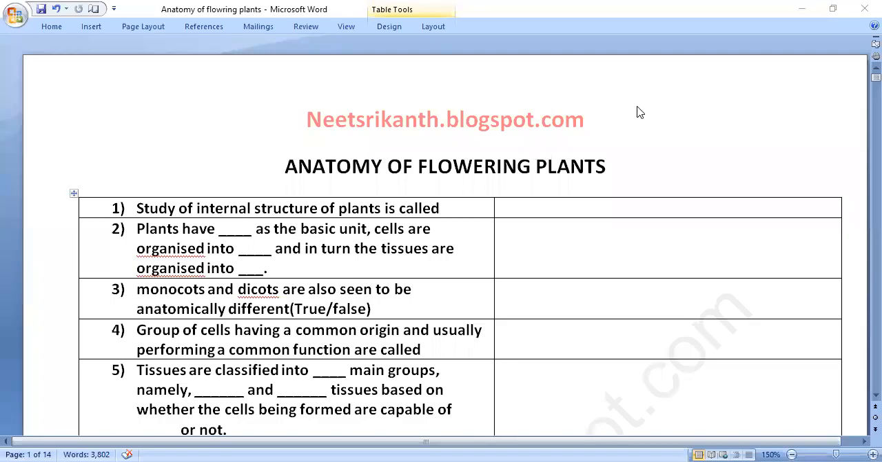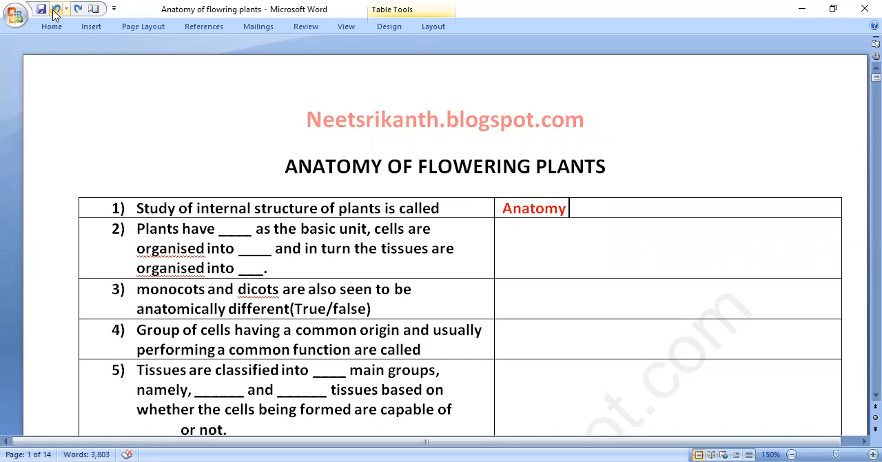Anatomy of flowering plants. Study of the internal structure of plants is called anatomy. Plants have cells as the basic unit.